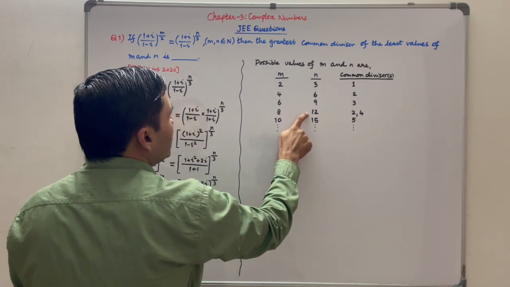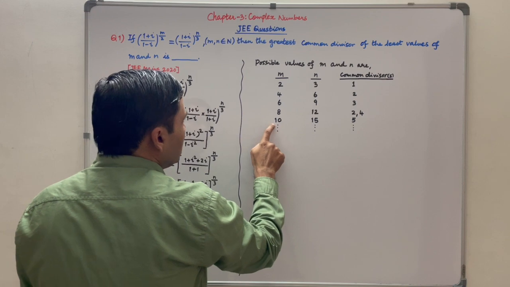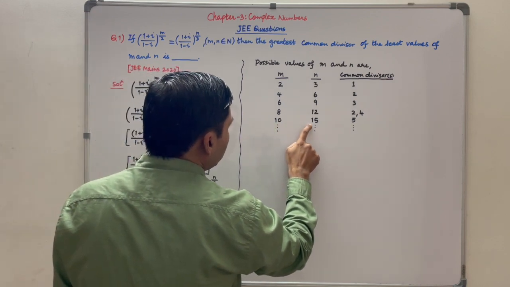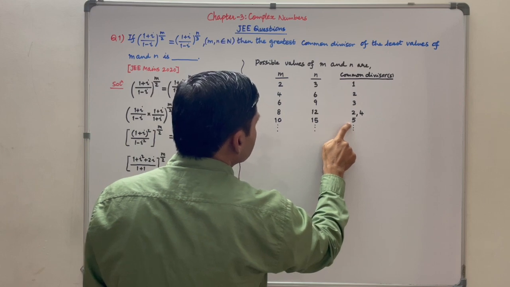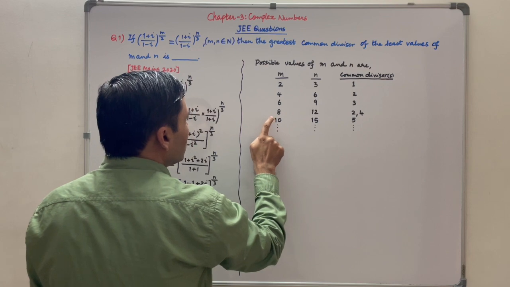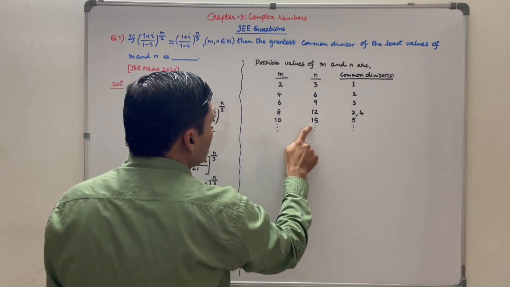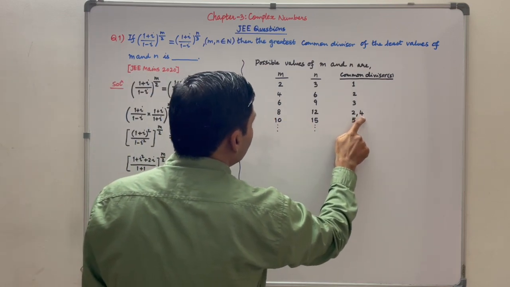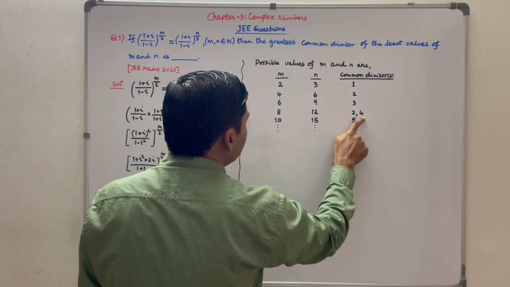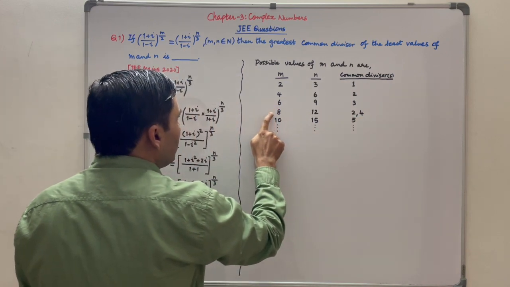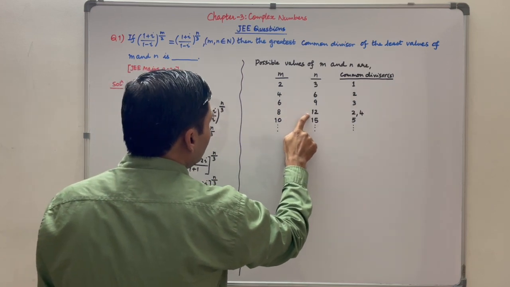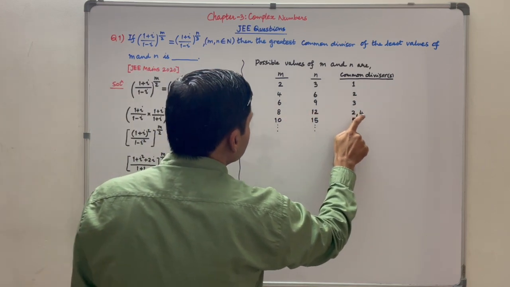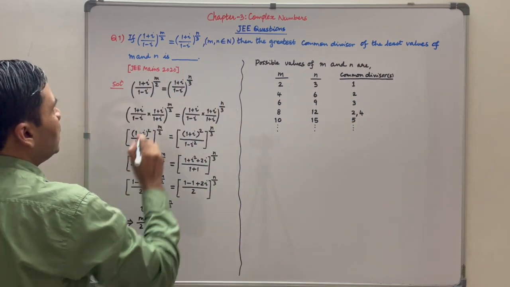Let us look out for the next one. When m = 10 and n = 15, common divisor is 5. This looks like the greatest common divisor, but it is not for the least values of m and n. So our answer is 4. 4 is the greatest common divisor for the least values of m and n, where m = 8 and n = 12. So our answer is 4, and we will fill 4 here.